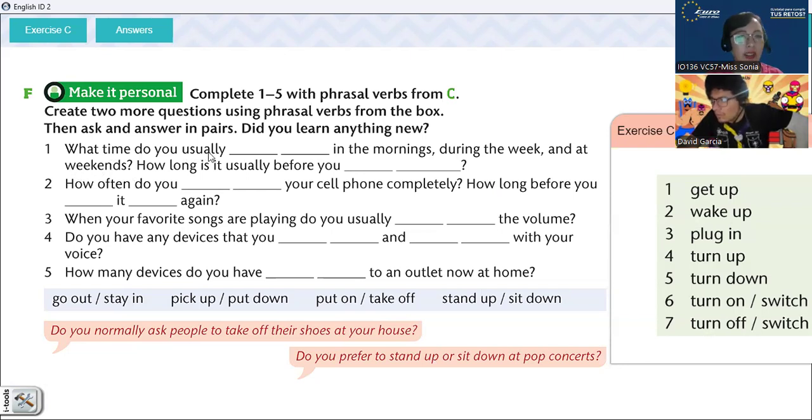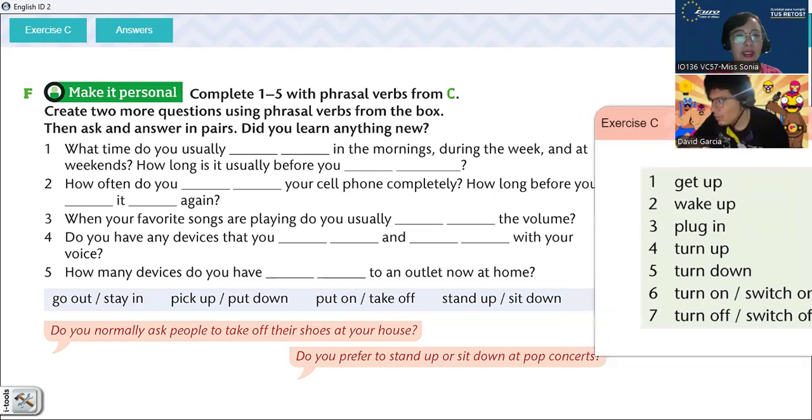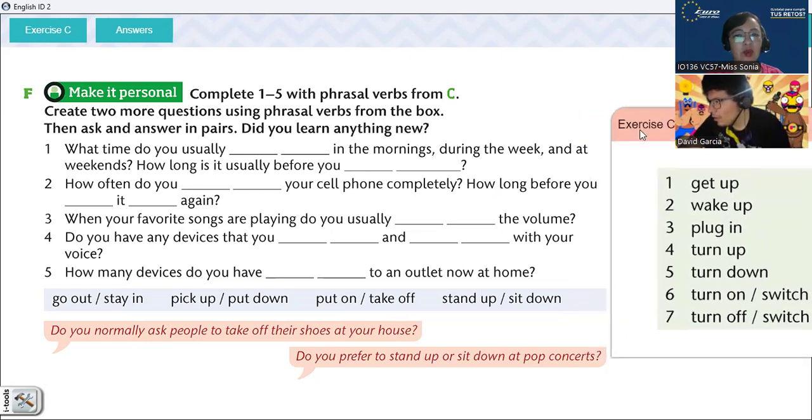So what time do you usually in the mornings during the week and at the weekends? What would you say? What time do you usually what in the mornings during the week and at the weekends? How long is it usually before you? What would you say in this first part? Wake up. What time do you usually wake up? What time do you usually wake up in the mornings? And how long is it usually before you get up?